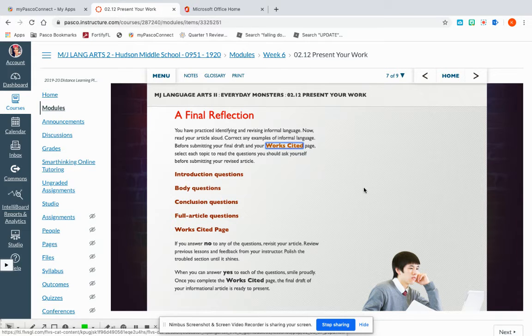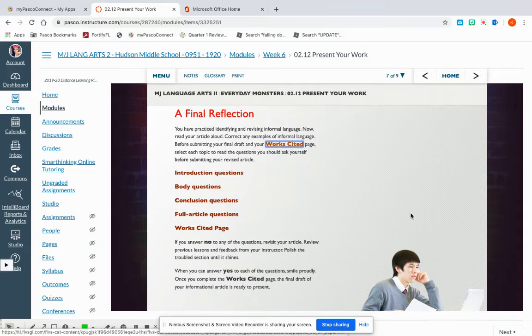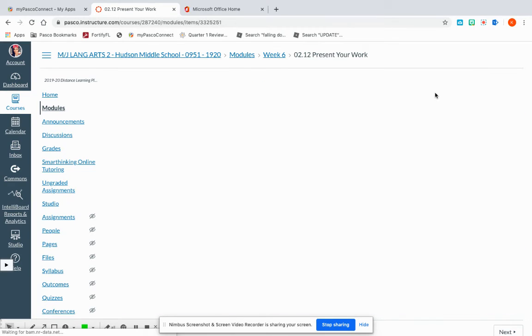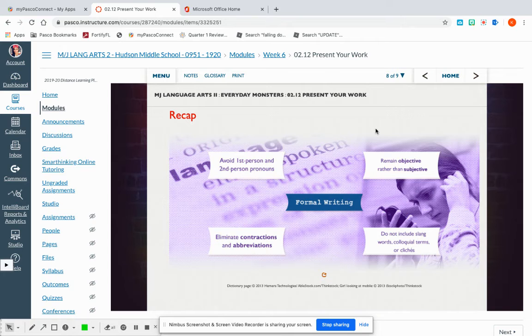Slide 7 of 2.04 is where you're finding the articles. Okay, slide 8 is just going to be your recap or your review of formal writing. So remember to avoid first and second person. Take out those I's, we's, or us.